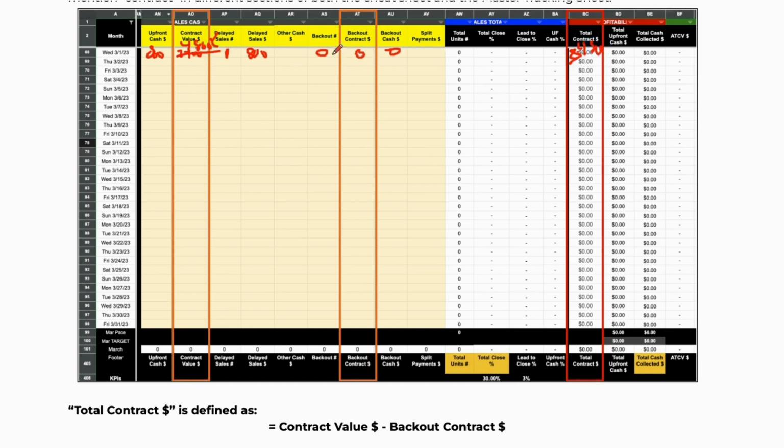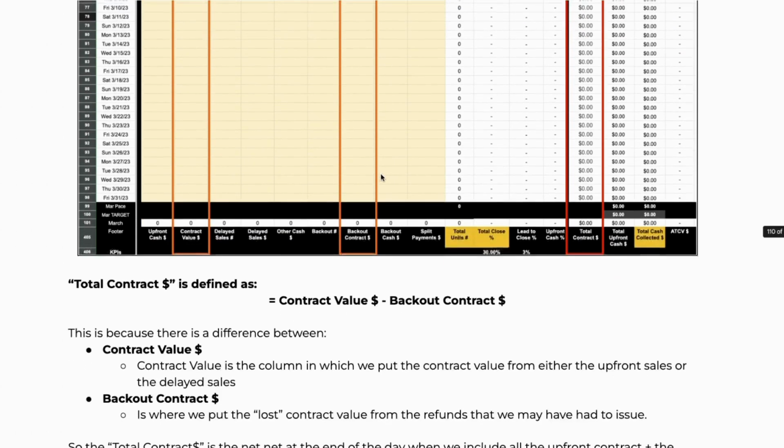But if I had, let's say, one back out, my back out contract is going to be $2,400, and then my back out cash is going to be $800. So that means that my total contract would have been $2,400 because I had 1 back out. Okay, so that's kind of what it looks like. Again, this is inside of the guide. You will be able to go in and review it.